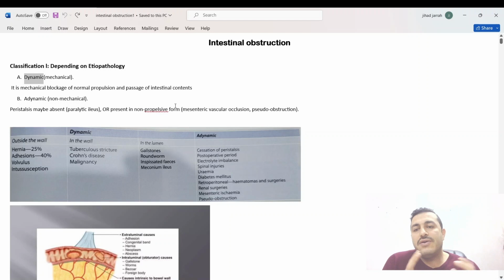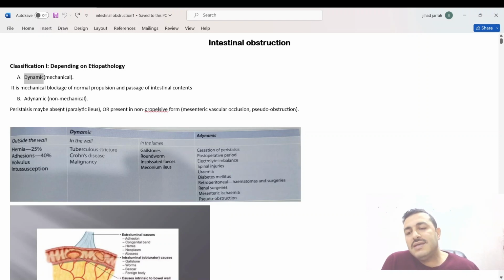There are two scenarios in the adynamic. The first one is that the peristalsis is absent, for example, paralytic ileus, or it's present but not enough, a non-propulsive form, such as in pseudo obstruction or mesenteric vascular occlusion. Again, to be clear, you can imagine dynamic like cancer, there is a blockage. Adynamic, we are talking about paralytic ileus, we are talking about pseudo obstruction.